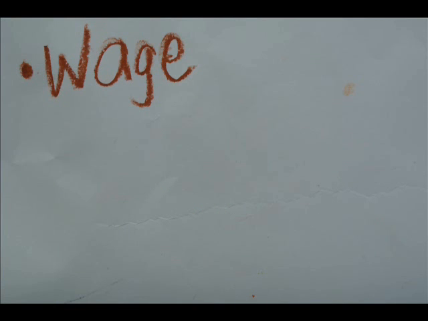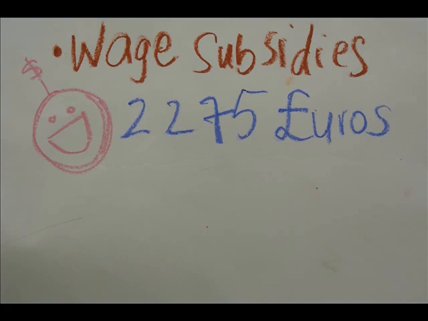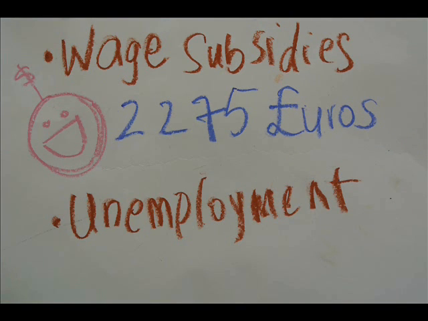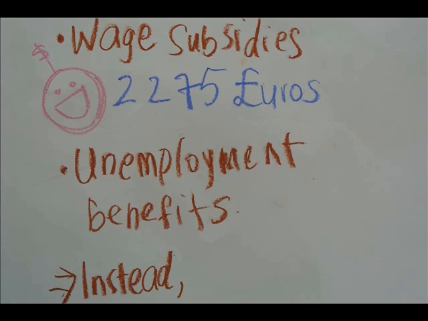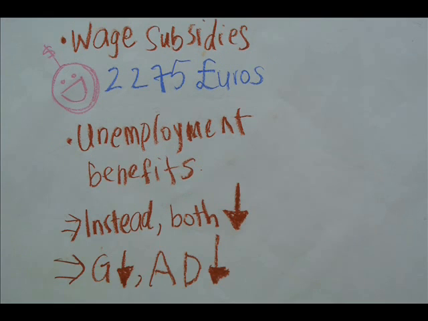Currently, the UK government provides wage subsidies of €2,275 and unemployment benefits. Instead, both should decrease. G decreases and AD also decreases.